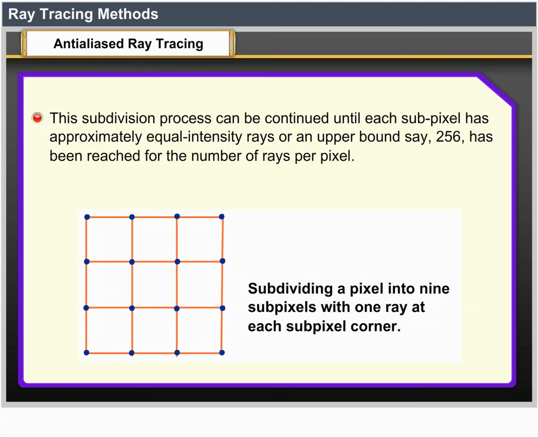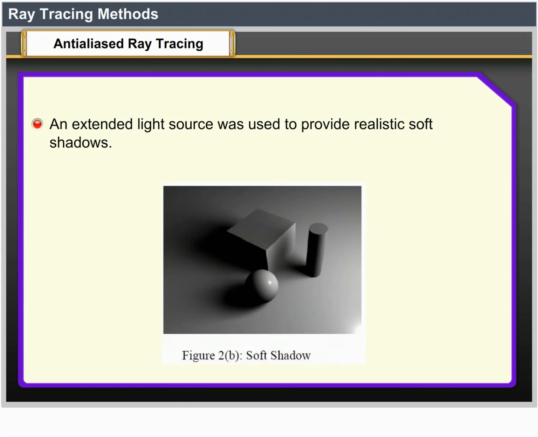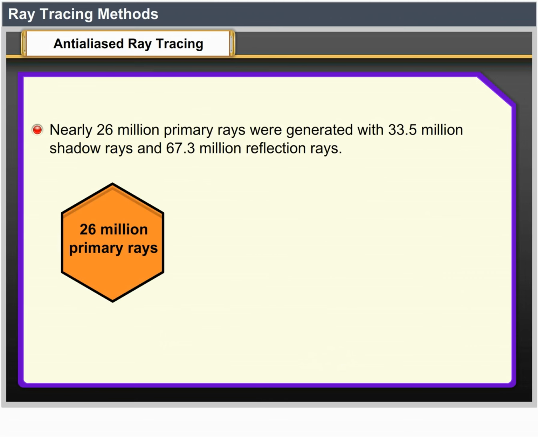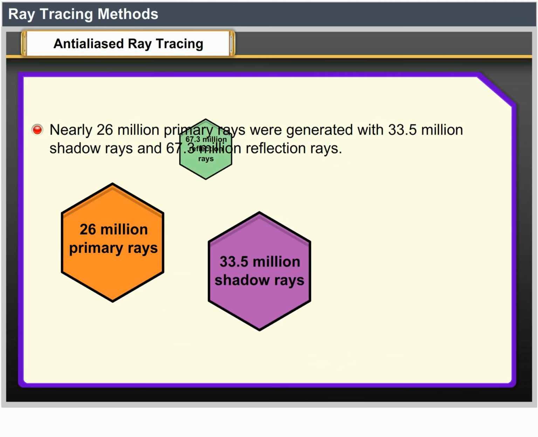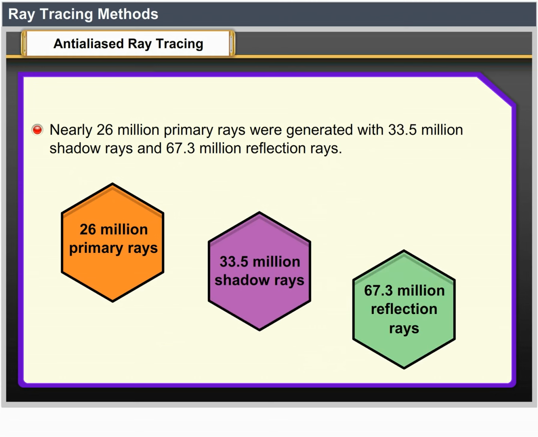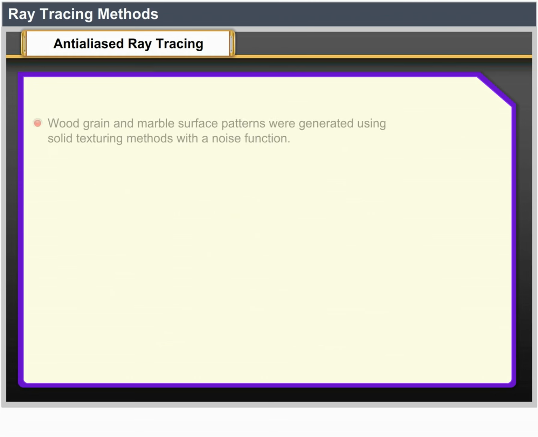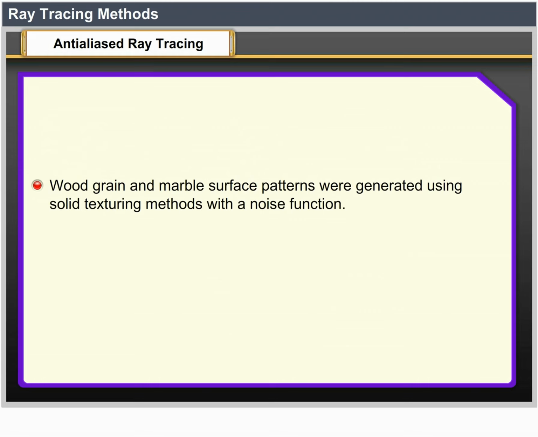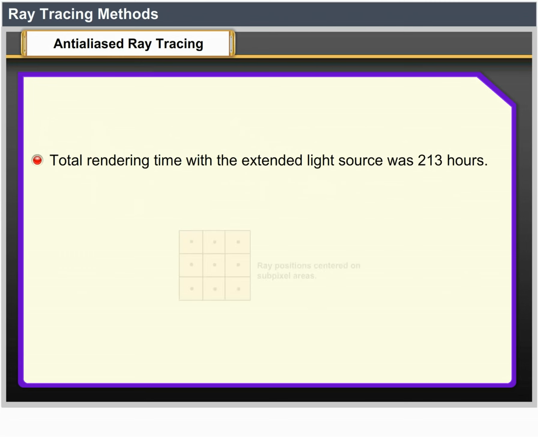An extended light source was used to provide realistic soft shadows. Nearly 26 million primary rays were generated, with 33.5 million shadow rays and 67.3 million reflection rays. Wood grain and marble surface patterns were generated using solid texturing methods with a noise function. Total rendering time with the extended light source was 213 hours.